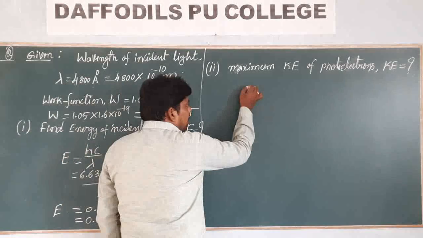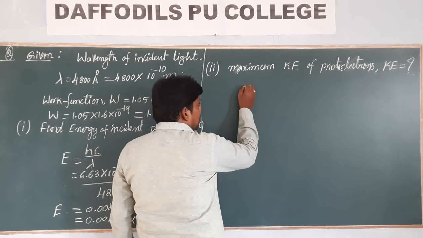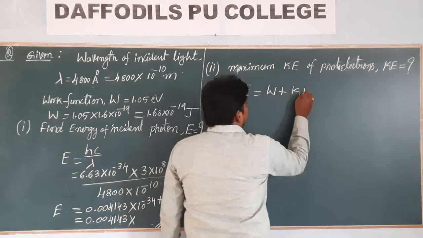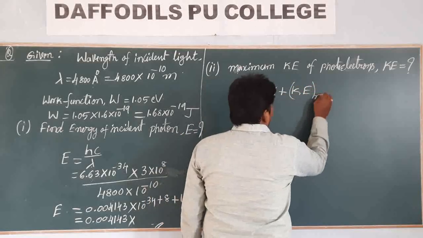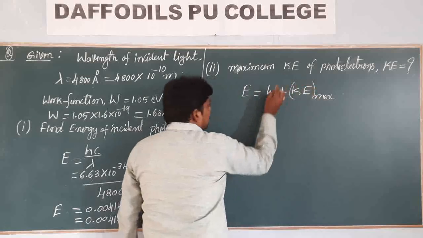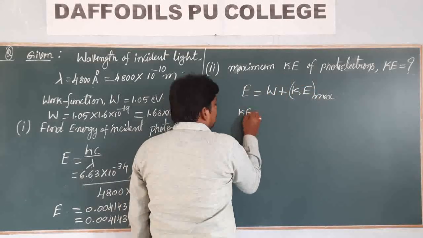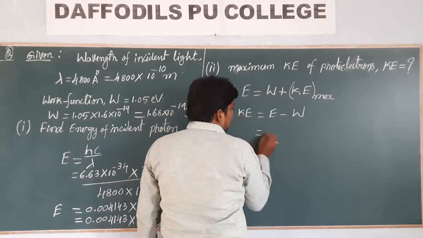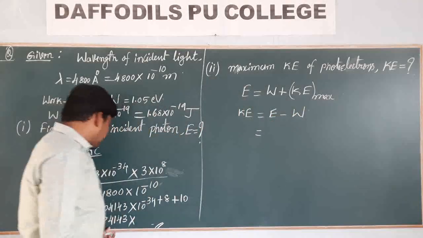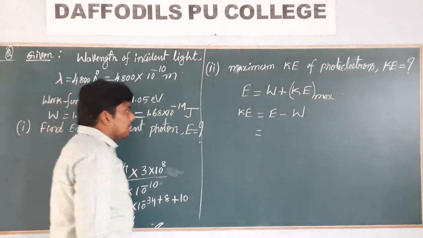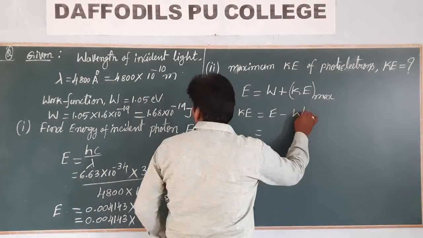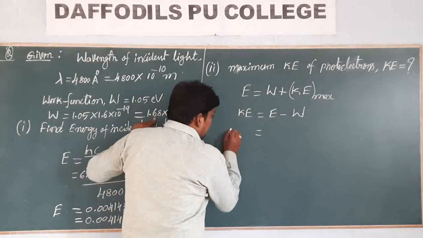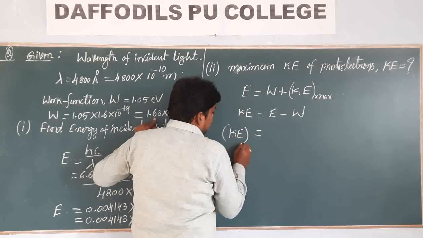Einstein photoelectric equation: energy is equal to work function plus kinetic energy. From this, kinetic energy is equal to energy minus work function. Now substitute the energy value you got here, and substitute the work function value we got here. Later you will get the value of the kinetic energy.